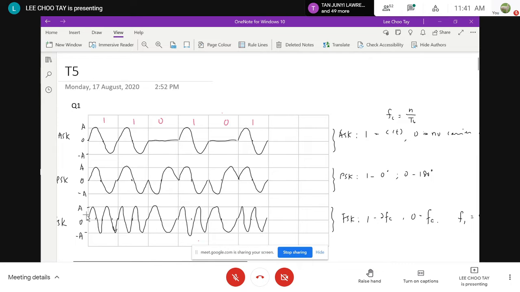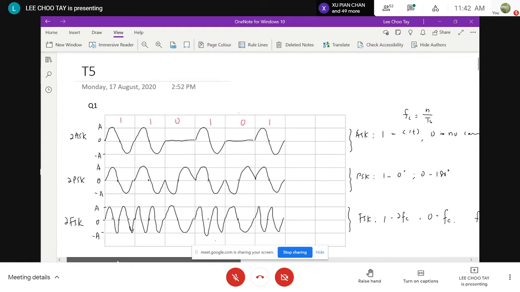So to send a binary 1, say I'm going to send 2 oscillations here. Let's make sure that the frequency of the carrier that I send is 2 times the frequency of the carrier I send for a binary 0. So this is binary 1, 2 oscillations. Binary 0 is only 1 oscillation, or 1 cycle. Okay, so that is for 2 FSK.